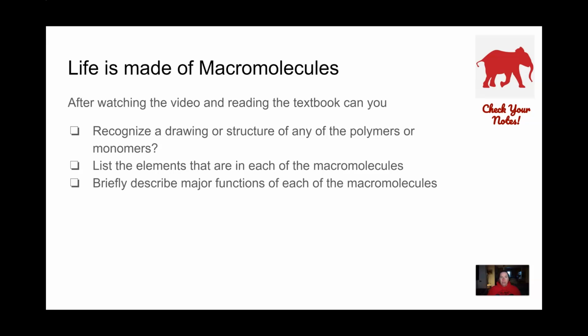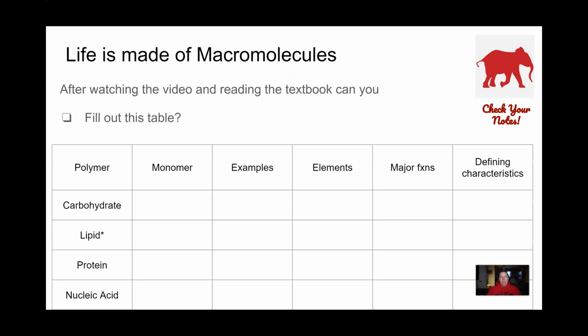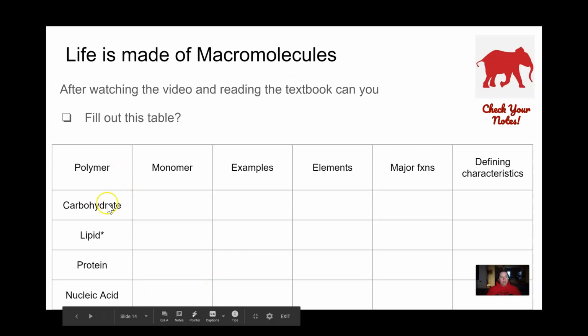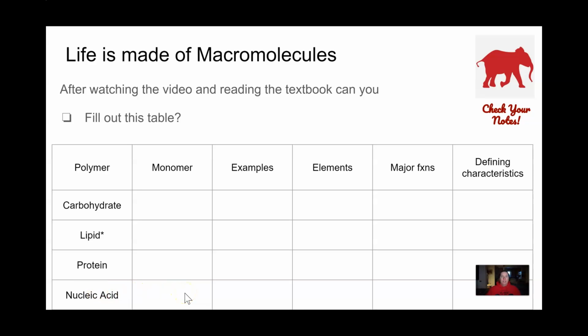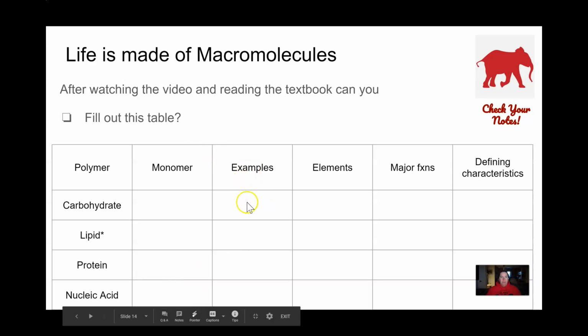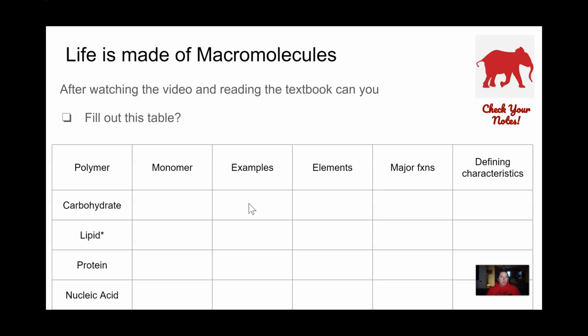And then another thing that would be really helpful for the test is for you to fill out this table that describes each of these 4 macromolecules in terms of what their monomer is, what their polymer is, the different examples that we gave. For example, the examples of carbohydrates were glucose, sucrose, what were they? Cellulose, and so on. What are the elements that make them up? It turns out that different elements make up the different categories, and so on.